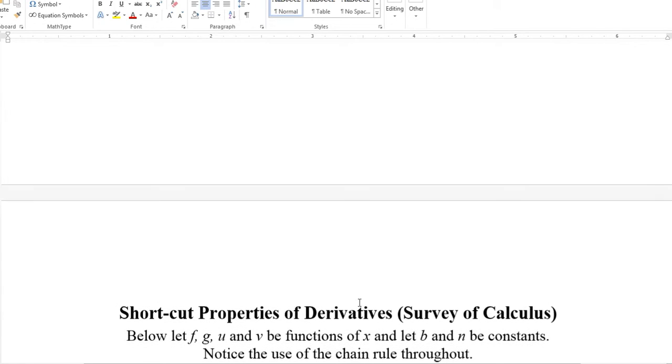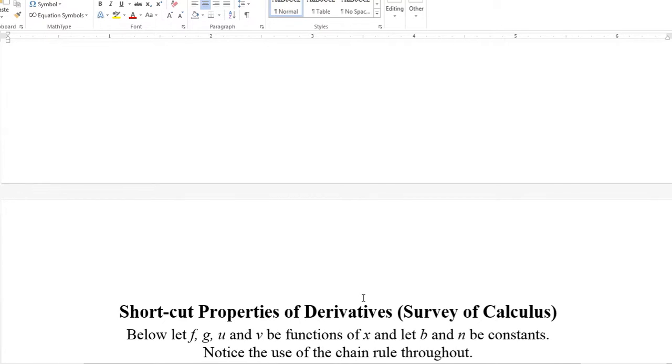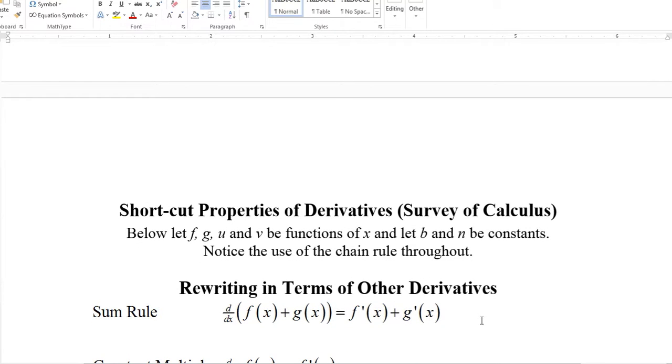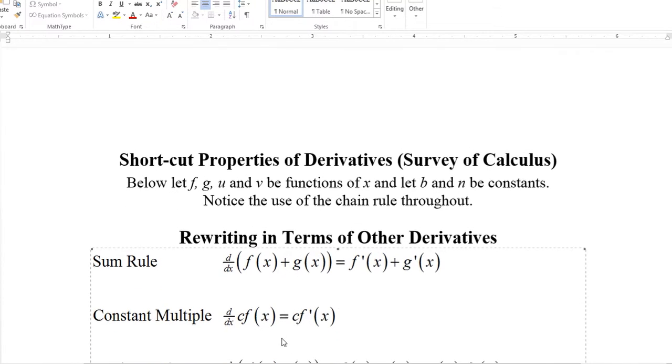Now we also have some shortcut formulas for derivatives. In these particular examples, f, g, u, and v are going to be functions of x, and b and n will be constants. Okay, so first of all, we have the sum rule that says the derivative of f of x plus g of x is the derivative of f plus the derivative of g. So if basically the last thing that you do in this thing you're taking the derivative of is addition, you can break it into two derivative problems. And of course, hopefully one or both of those problems are a little bit easier than the original.